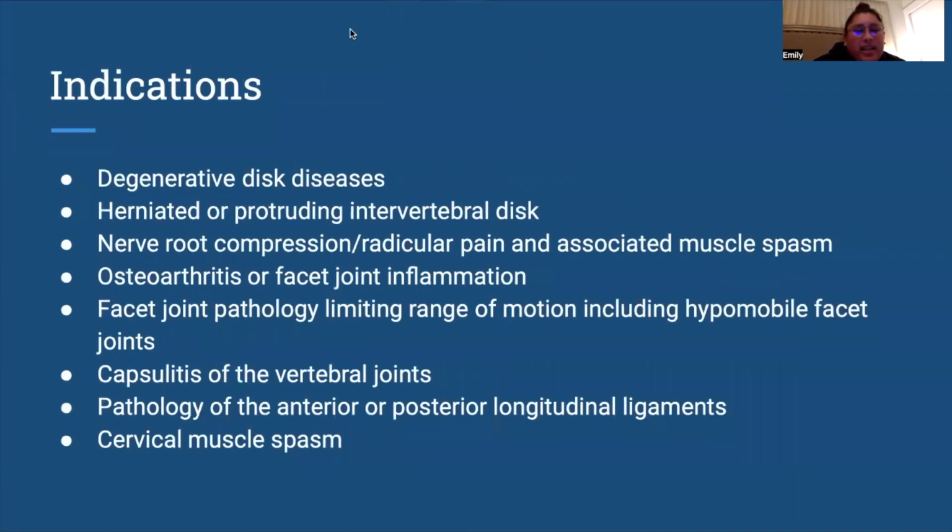And then for indications, which would be when you would want to use cervical traction: degenerative disc disease, herniated or protruding intervertebral disc, nerve root compression or radicular pain and associated muscle spasm, osteoarthritis or facet joint inflammation, facet joint pathology, capsulitis of the vertebral joints, a pathology of the anterior or posterior longitudinal ligaments, and then also, like I said, cervical muscle spasm.